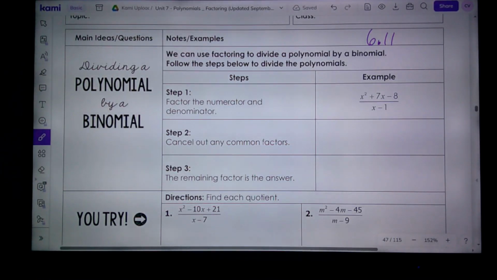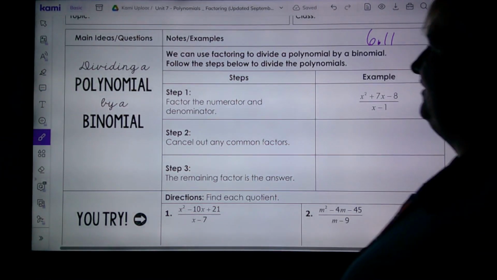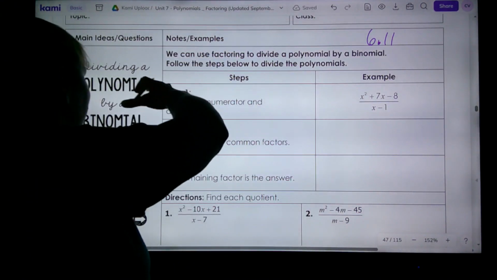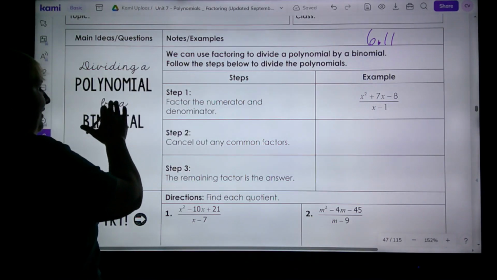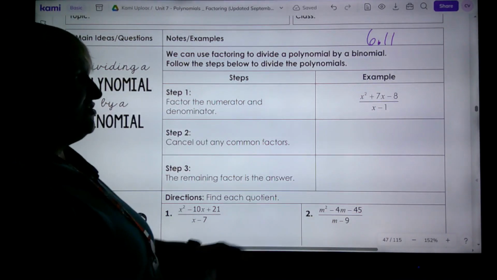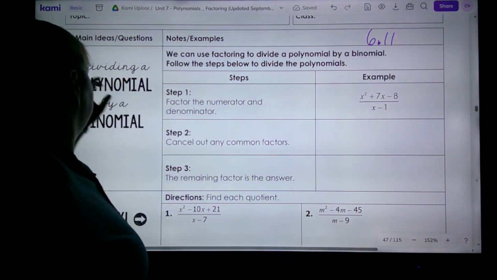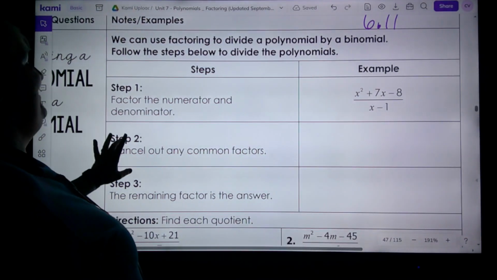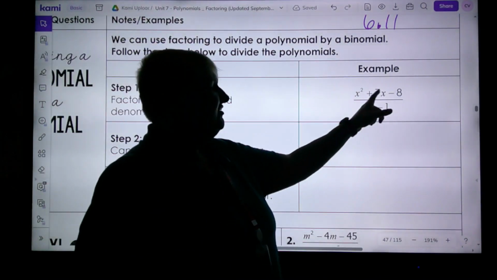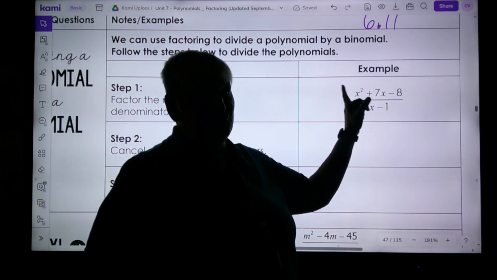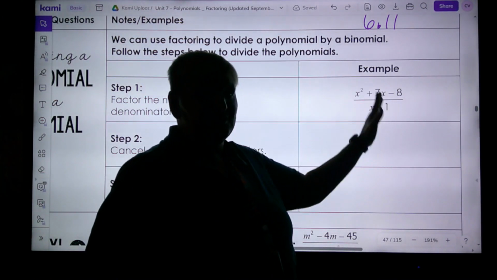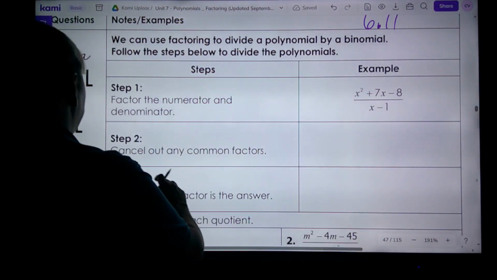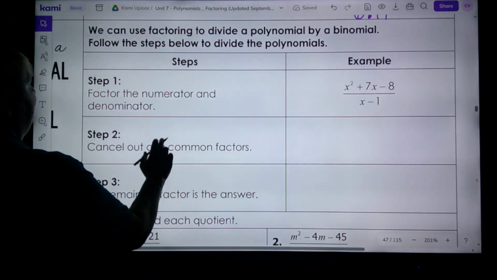Unit 6.11, right? It's the last part of Unit 6, and it's dividing a polynomial by a binomial. In order to do this, you need to be able to do the previous units, because you have to be able to factor this trinomial and then cancel out the common factors, right? So let's follow the steps.